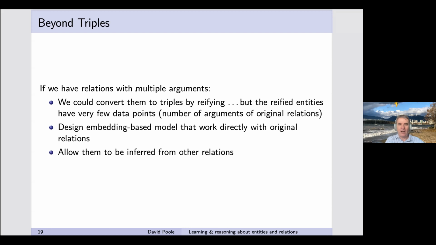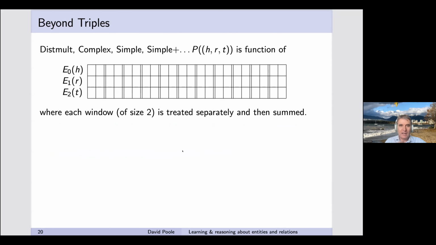So what we could do is define embedding-based models that work directly with original relations, or we could just allow them to be inferred by other relations. There are two different groups of people doing research: those who are trying to build embedding-based models, and those who are building models inferring from other relations.